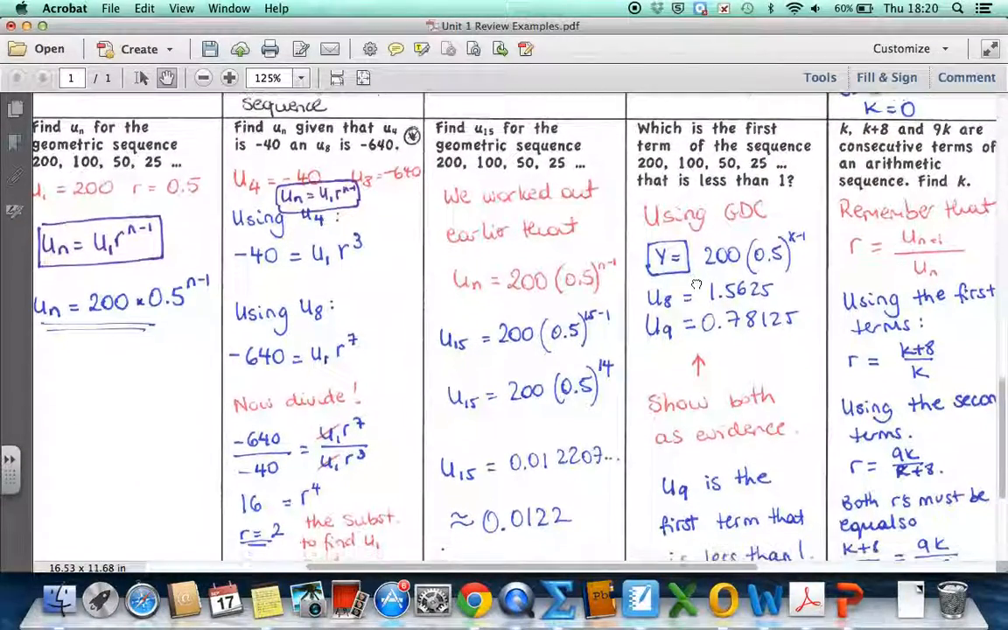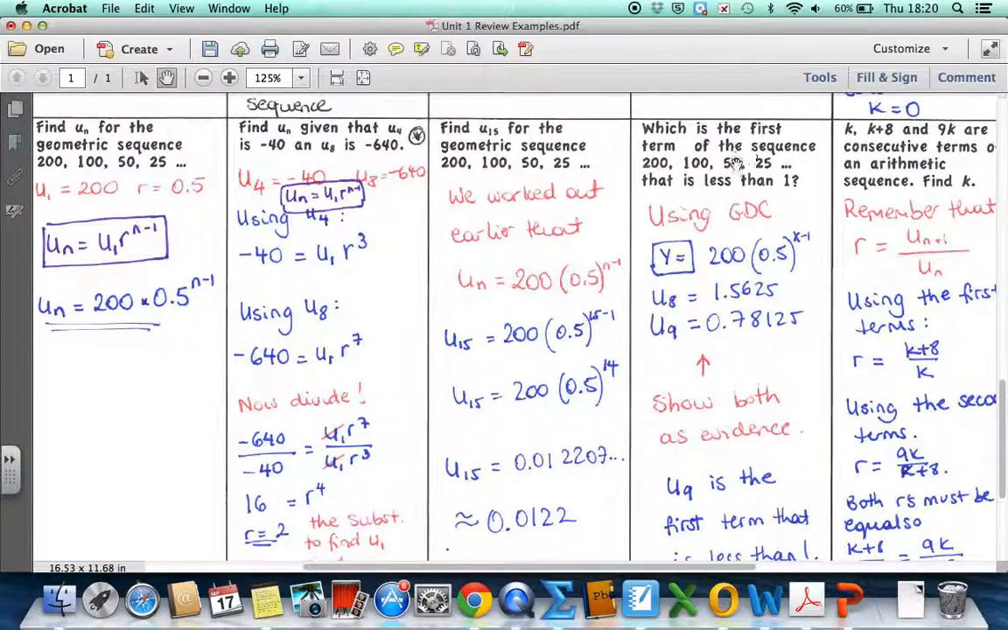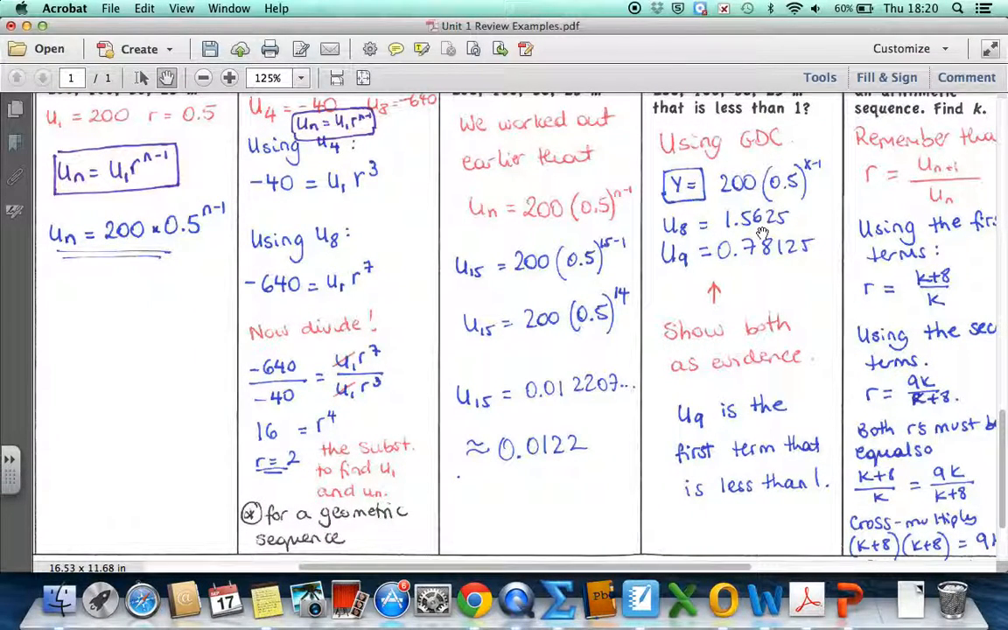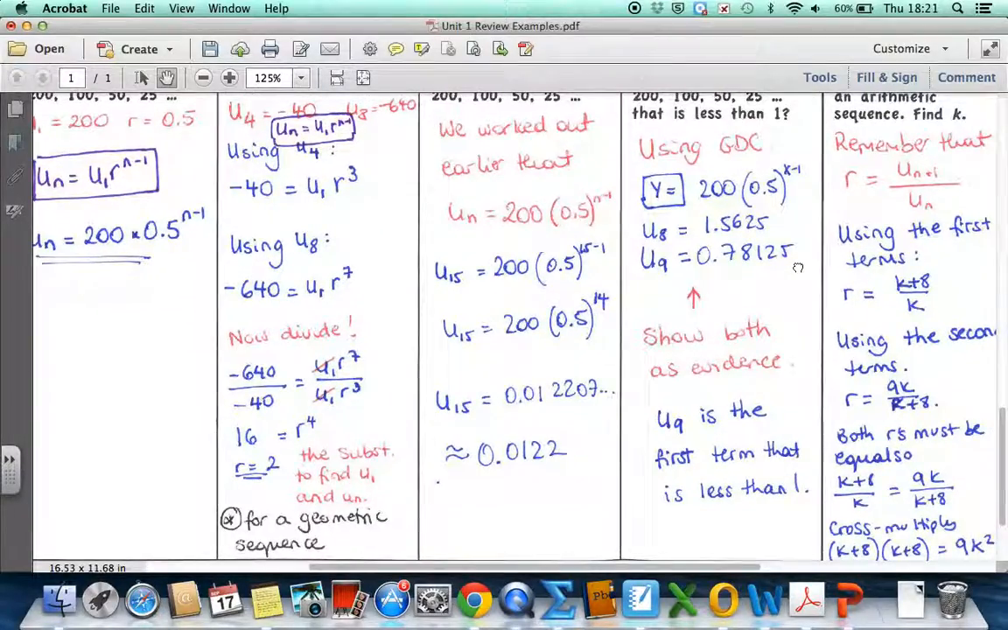Moving on here, it says which is the first term of this sequence which is less than 1. We have a formula for this sequence. We worked it out here. So we can type y equals, there we go. And if we scroll down the table, we'll find that u8 is above 1 and u9 is below 1. So u9 is the first term that is less than 1. Very important though, do list u8 as well to show that the one before wasn't low enough. Okay, so list both of them.